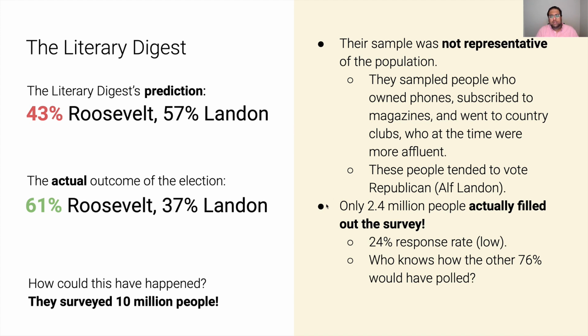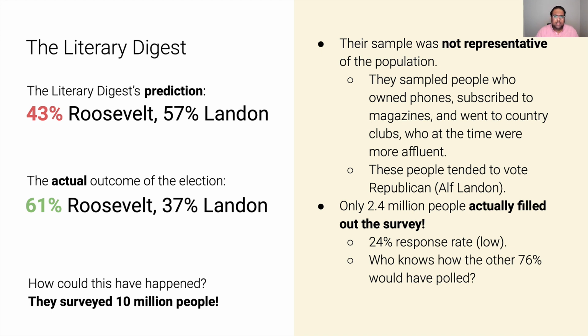The other issue going on here was that, sure, they sent their survey to 10 million people, which is a lot, but only 2.4 million people actually filled out the survey, which is 24%, which is a pretty low response rate. And so the other phenomenon going on here is that it likely was the case that the people who had strong opinions for their support for Alf Landon chose to fill out the survey, and the other 76% didn't really care about expressing their opinions on this poll. And so, this phenomenon is called non-response bias. We have no idea how the other 76% of people who received the survey but didn't fill it out would have voted.